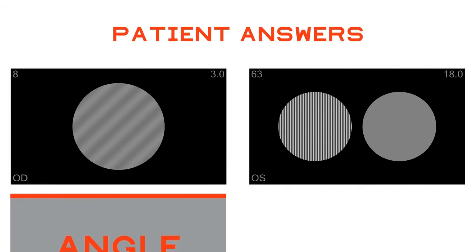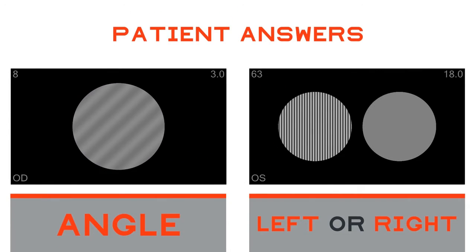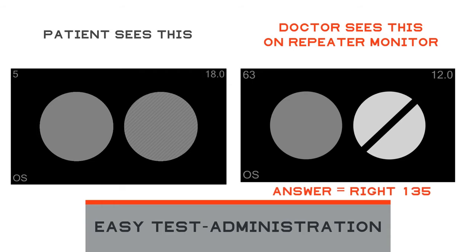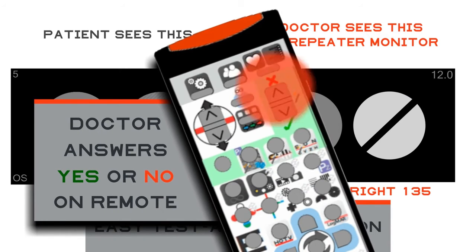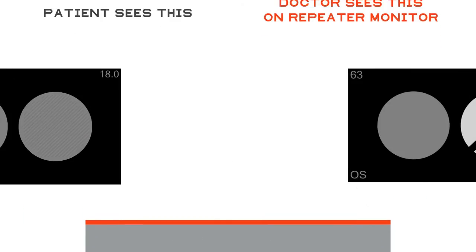In single mode, the patient identifies the angle of the sine wave gratings. In pairs mode, they indicate whether the gratings are left or right. See the correct answer on the repeater monitor. Tests are randomized so you can't learn the sequence. Click yes or no on the easy-to-use infrared remote to capture the patient's answer.